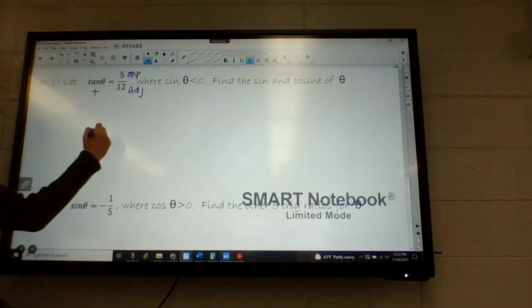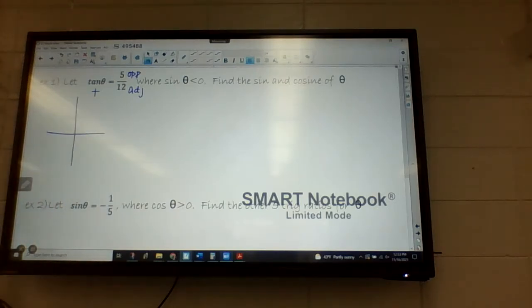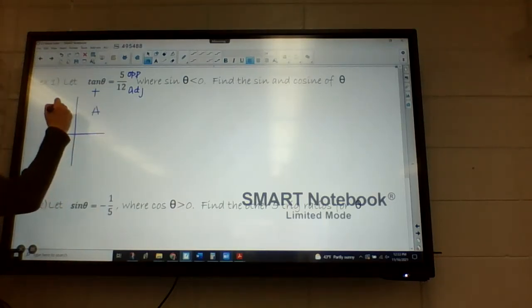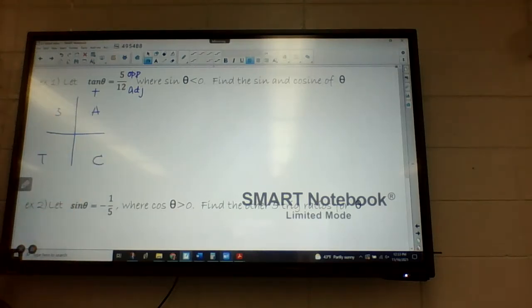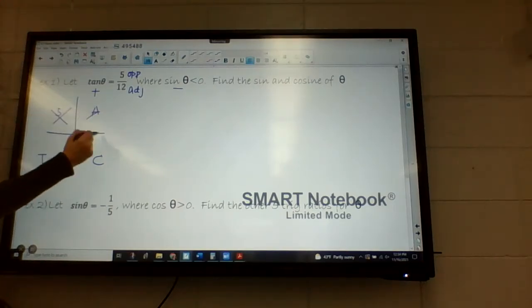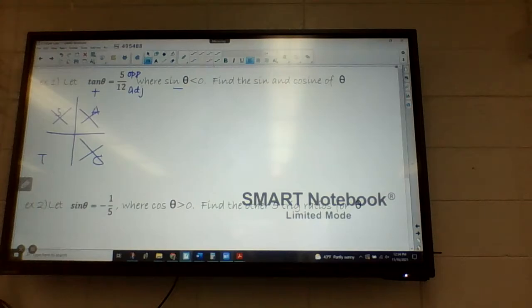We have to figure out which quadrant we're in. So this is where we go to All Students Take Calculus. It tells us tangent is positive, so we're in one of these two quadrants, but they tell us sine is what? Negative. They're telling us sine is less than 0, so that means sine is negative. So sine is positive here and here, so we can cross off these quadrants because tangent's positive and sine is negative. Are we okay with that?